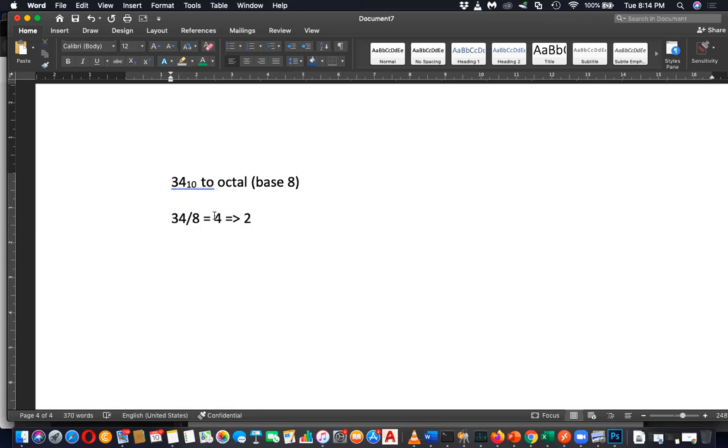Then you know all the numbers are now in octal, no? 4 and 2 both are in octal. You can write it like 42 in octal. That is how you can do it. Confused? Yeah, confused. Then let me tell you the answer first. 34 divided by 8. Are you agree it is 4? 34 divided by 8? Is it 4?